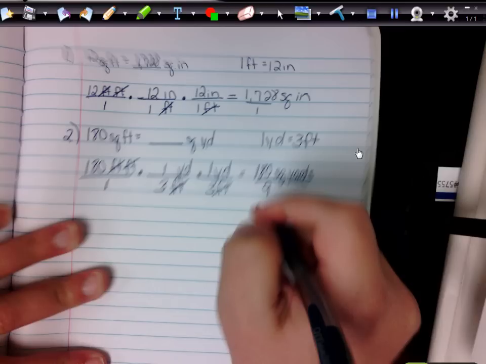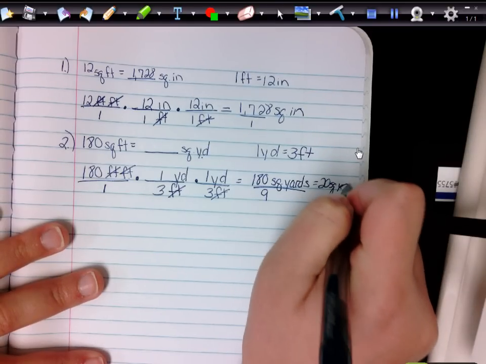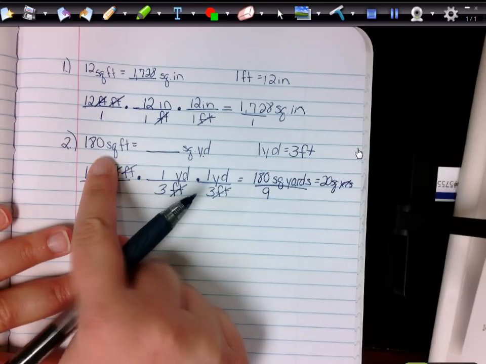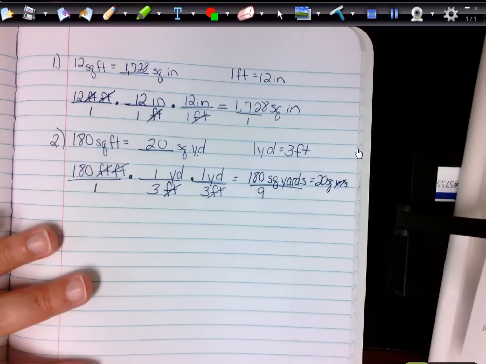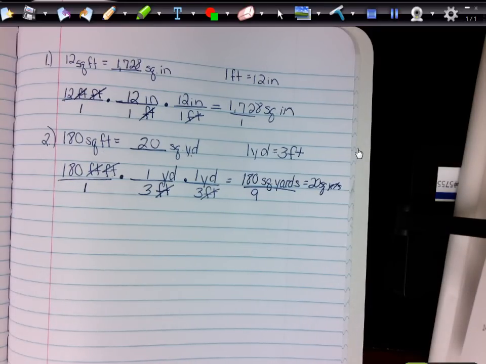So we're going to say that this equals 20 square yards. We're going to go back up here to our blank. 180 square feet equal 20 square yards. Please make sure you have all of that written down for number 2 before you move on.